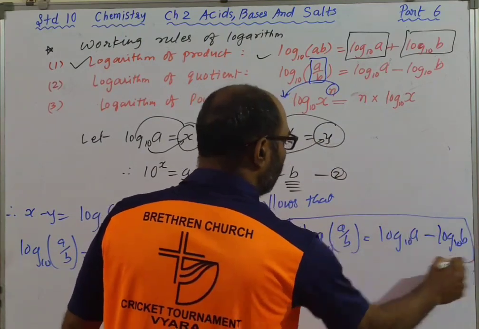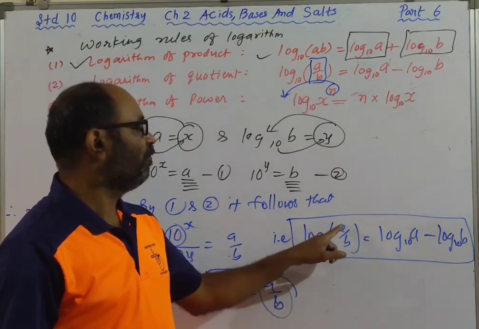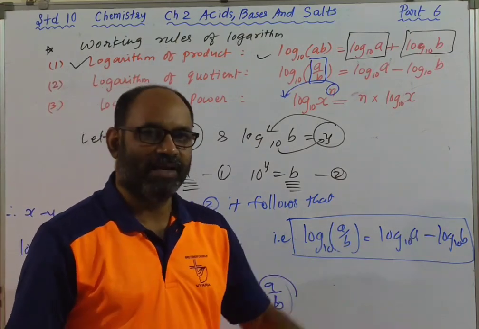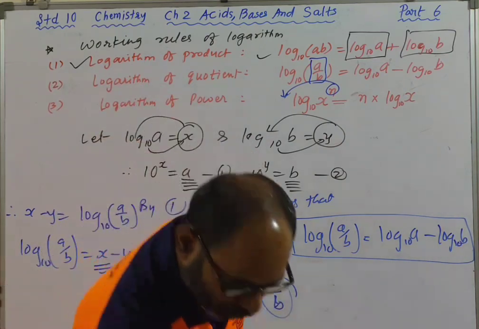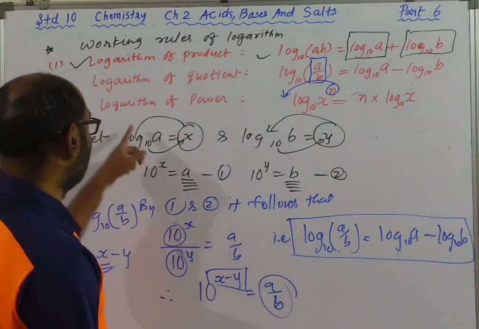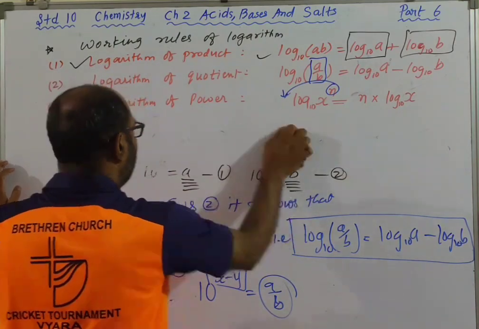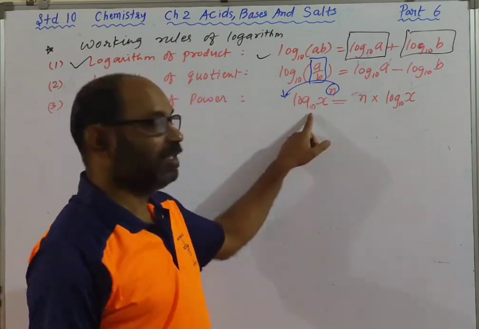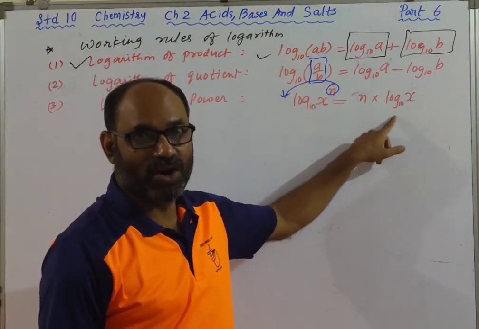So this is the second working rule. It is called logarithm of quotient. Logarithm of A upon B is equal to log of A minus log of B, base 10. Okay? Clear to you? The third working rule, and that is logarithm of power. Log of x raised to n to the base 10 is equal to n times log of x.